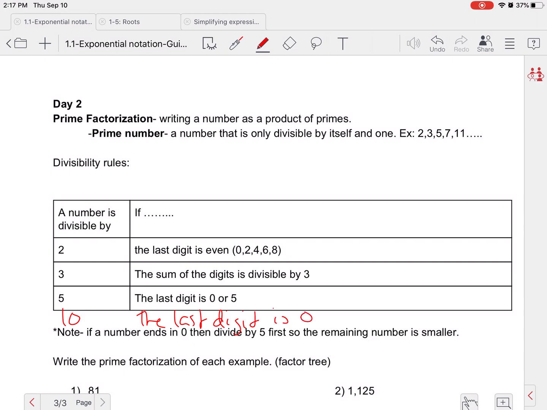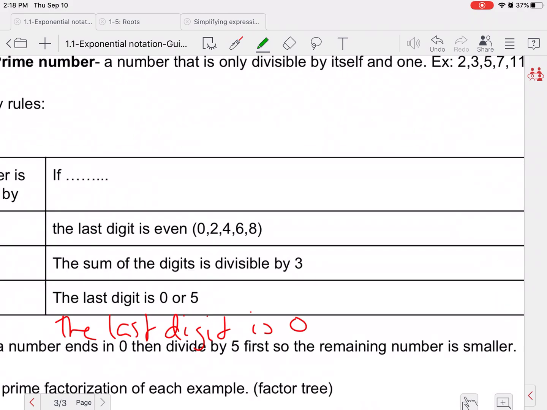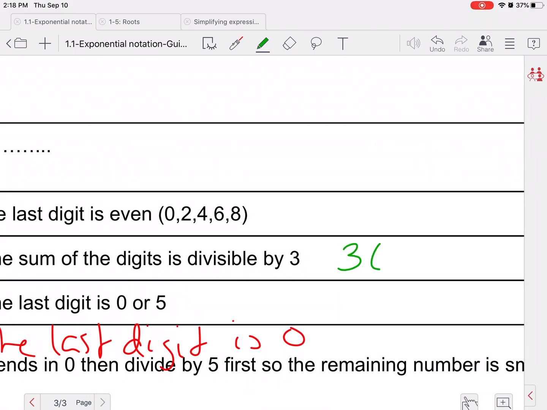Okay. Now, one we don't talk about very often is 3s, okay? 3s can be kind of difficult after we get past maybe 30 or 40, okay? So let's say we have the number 369. If I add up all those digits, so 3 plus 6 is 9, plus 9 is 18, I know that 3 goes into 18, so 3 must go into 369.